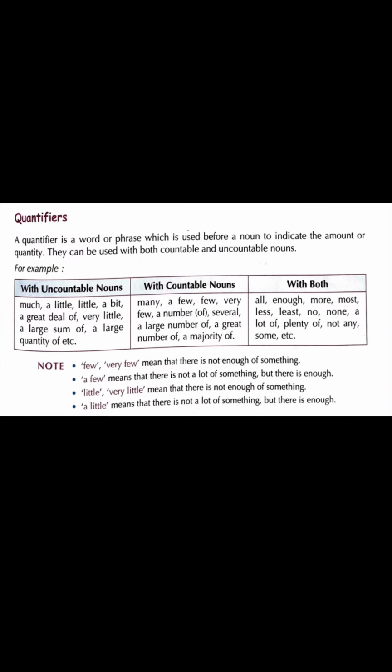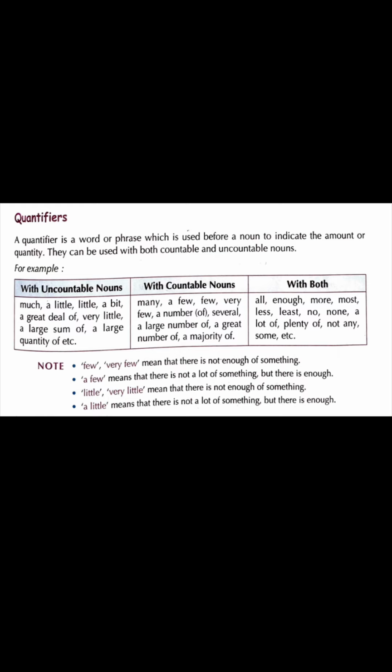Now let's understand quantifiers. A quantifier is a word or phrase which is used before a noun to indicate the amount or quantity. Right? So they can be used with both countable and uncountable nouns. Now if you look at this table, with uncountable nouns, with countable nouns, with both. Like you say much, a little, a bit, a great deal of, etc.